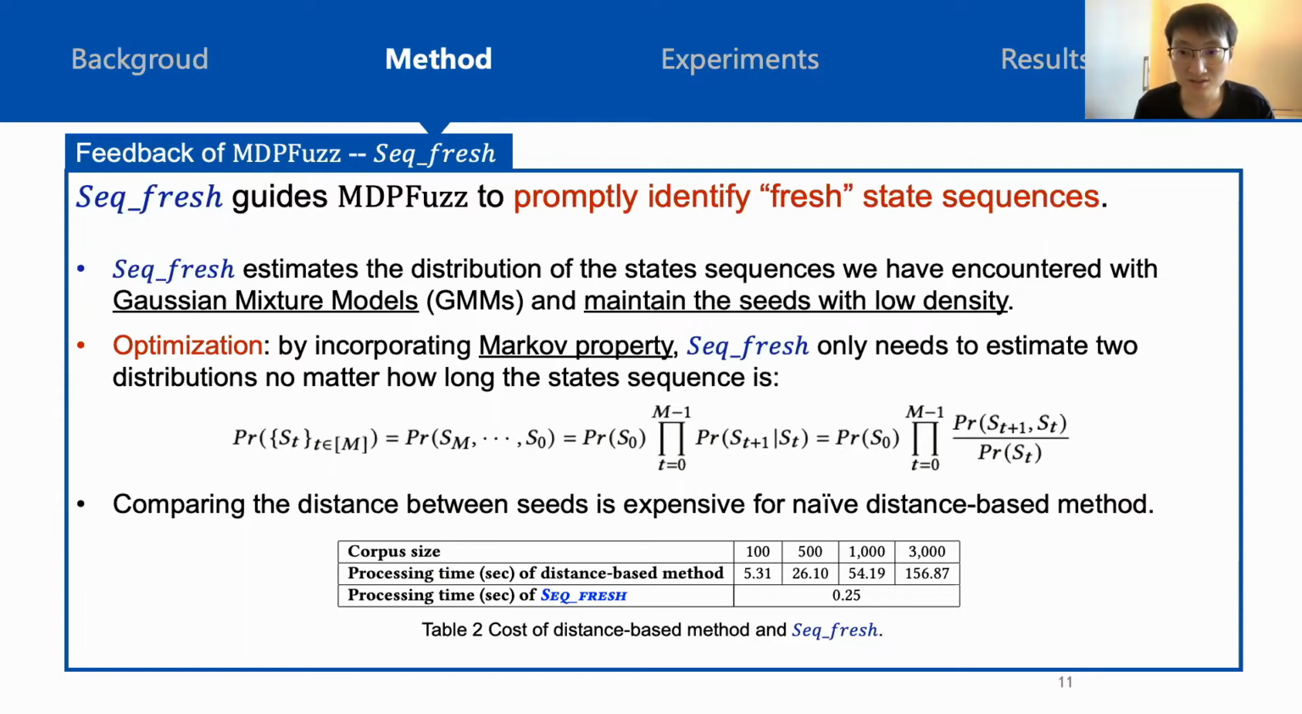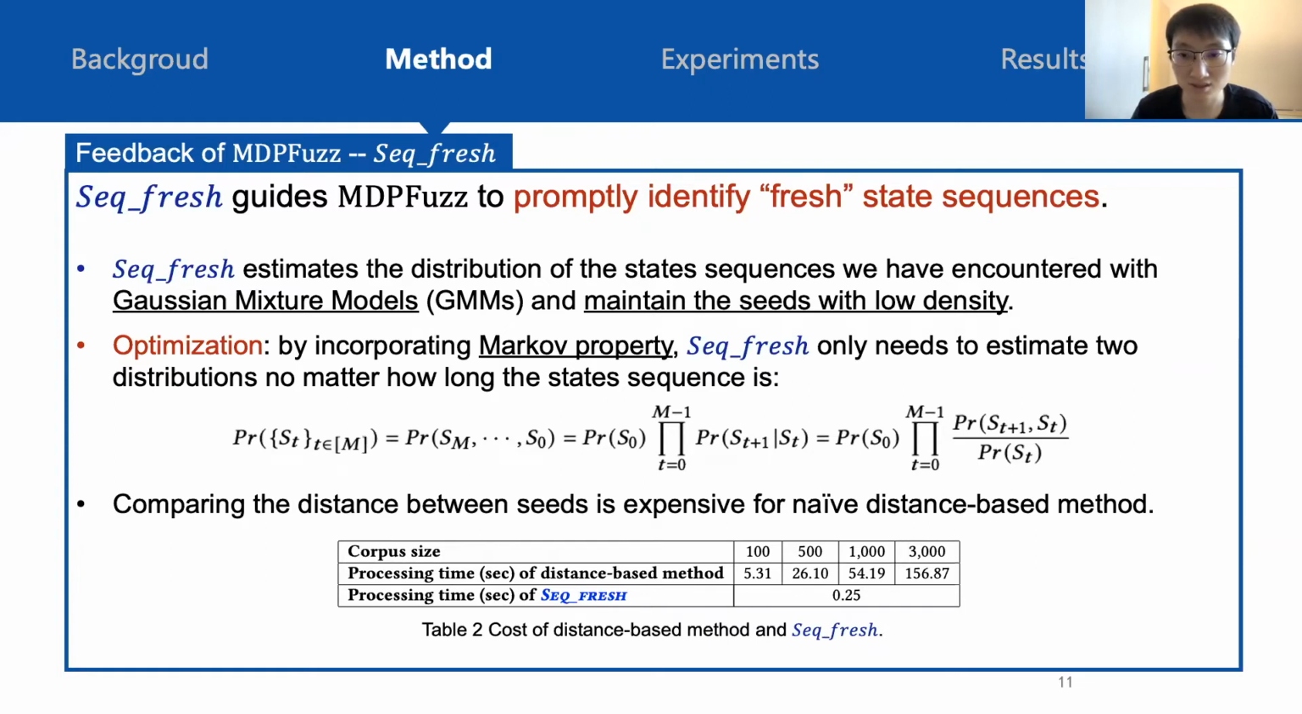We are interested in these sequences that are not covered by previously found sequences, and we will maintain them for future mutations. Specifically, sequence fresh incorporates the Markov property to efficiently estimate the density of the sequence distribution. That is, we only need to estimate two probability density functions, which are the joint distribution of ST+1 and ST, and the distribution of ST.